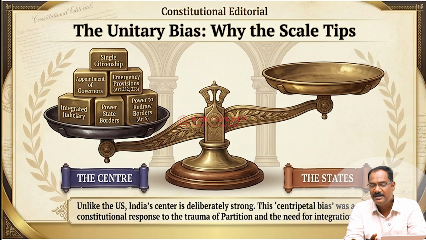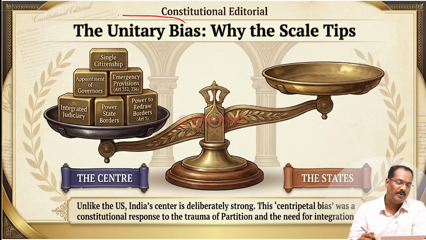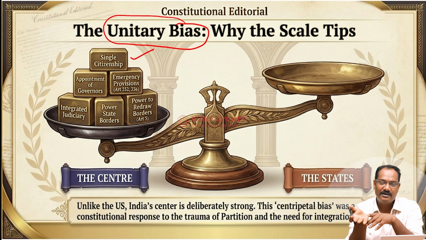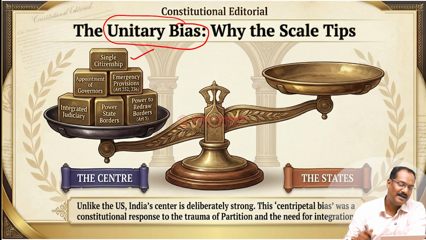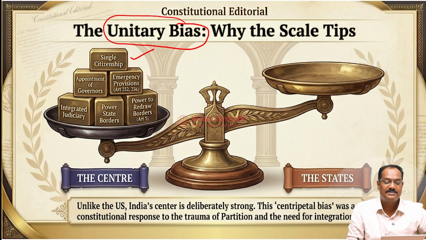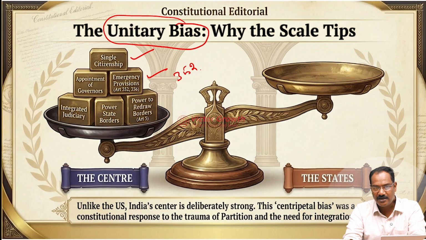At the same time, we also have something called unitary bias. Certain characters make India a unitary one. For example, we have only one citizenship. In the US, which is considered proper federalism, each state has its own citizenship: you are a citizen of this state and of that state. But in India, we have only one citizenship. Whether I am in Tamil Nadu, you are in Karnataka, or somebody is in Assam, everybody is a citizen of India only. That is against federalism. It is a unitary bias.